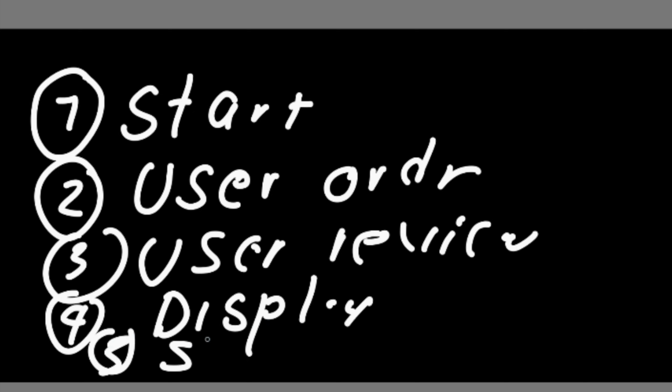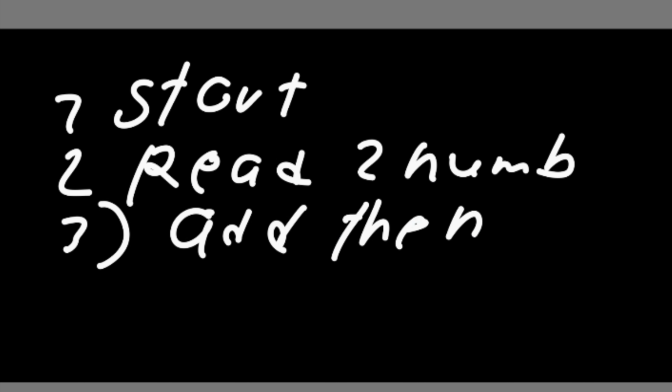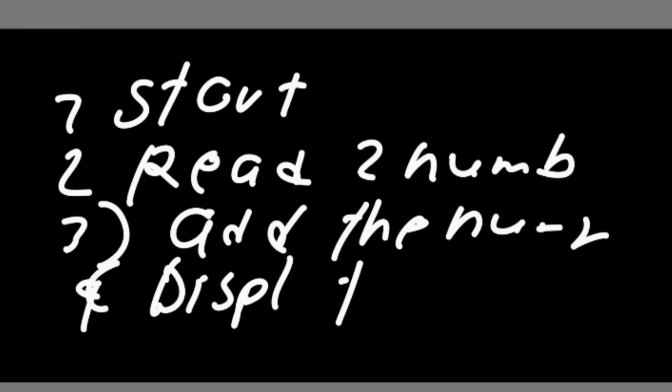And 5, stop. This is not the right way of making an algorithm, but it gives an overview so you know what an algorithm really is. It's a step-by-step instruction of coding, but in a very simple way. For example, let's say I'm adding two numbers. In an algorithm, we first say start, then read two numbers, then add the two numbers, display the result, and 5, stop.